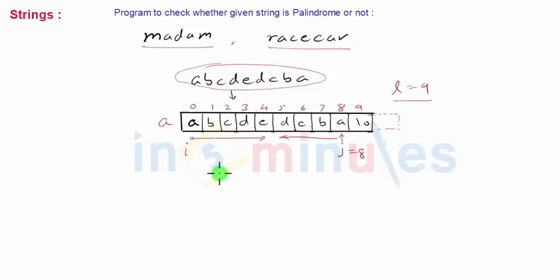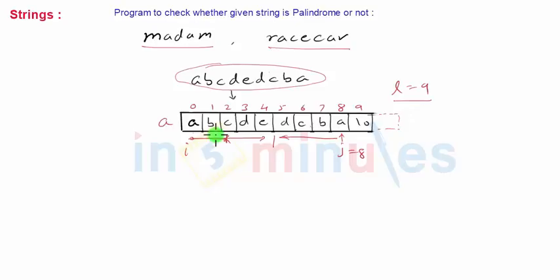Now the program will work in two different ways. Either the i loop will finish by going till the mid of the string and no mismatch is found, so the string is a palindrome. Else, anywhere there's a mismatch, the loop will stop at that point. That will indicate that it is not a palindrome.